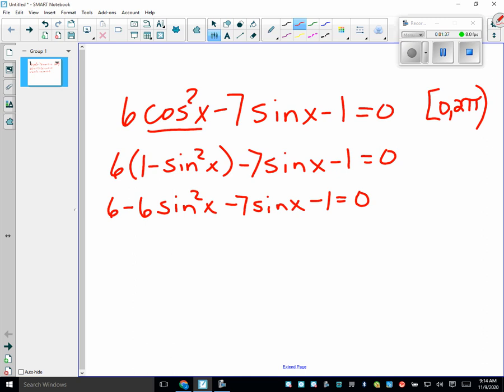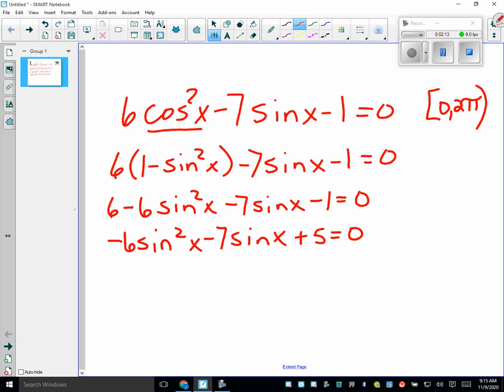I need to get this in the right order and combine what I can combine. Is that right with you? So I have negative 6 sine squared x minus 7 sine x plus 5 equals 0. Are you guys okay with this? Factoring it?